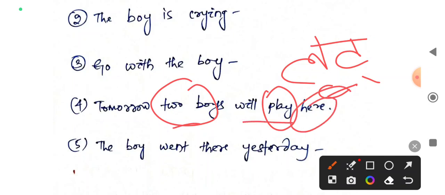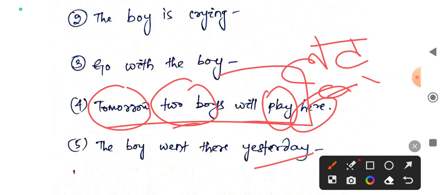Here will be atra. Okay, there will be tatra. Now I am coming to the adverb tomorrow. Tomorrow in Sanskrit it will be swa. Yesterday it will be hyah. Okay, so these are the words you need to remember. Hyah means yesterday, swa means tomorrow. So the total translation will be swa, that means tomorrow, balakau, two boys, atra, here, kridisyatah, will play.